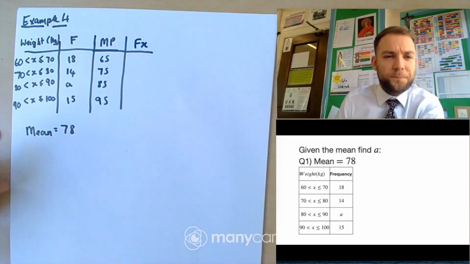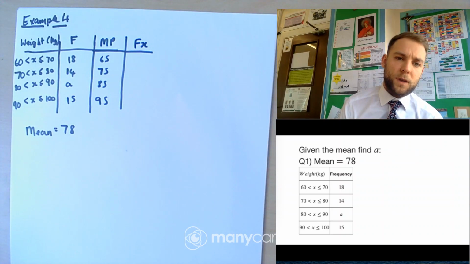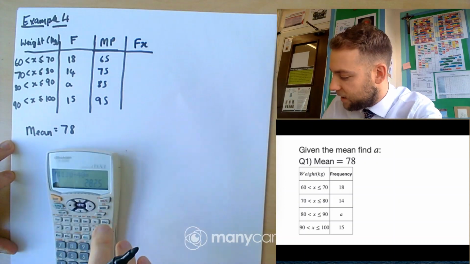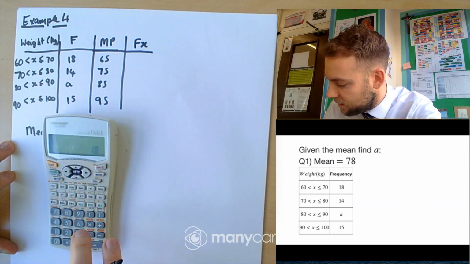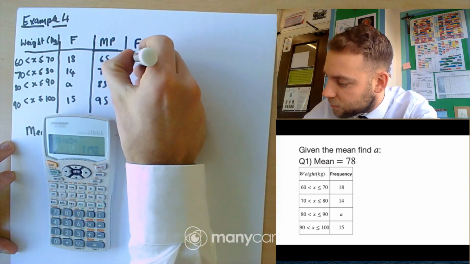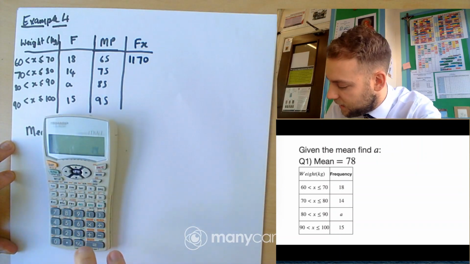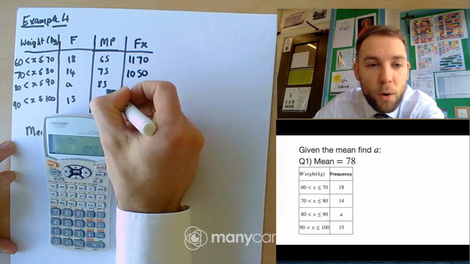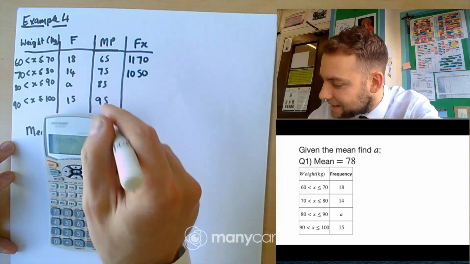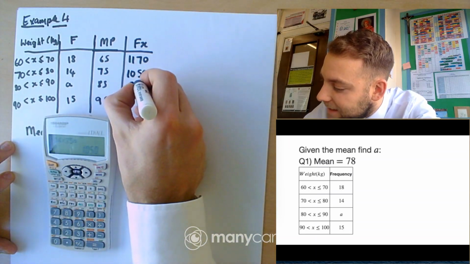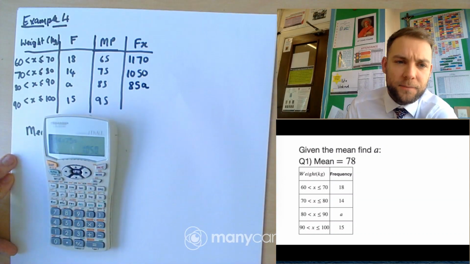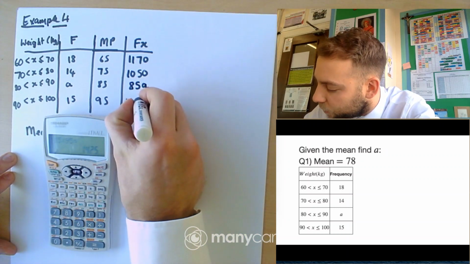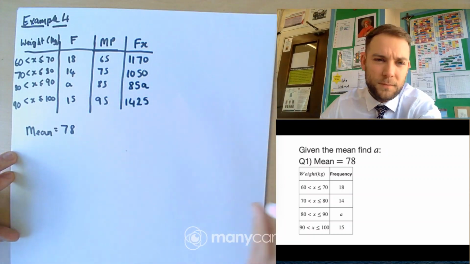We then need to work out our fx column. And we know our fx is equal to the frequency times by the midpoint. So in this case, these are a little bit bigger. 18 times by 65 is equal to 1,170. 14 times by 75 is equal to 1,050. This is the one that we don't know. So it's A times by 85, which is 85A algebraically. And then 15 times by 95, which is equal to 1,425.